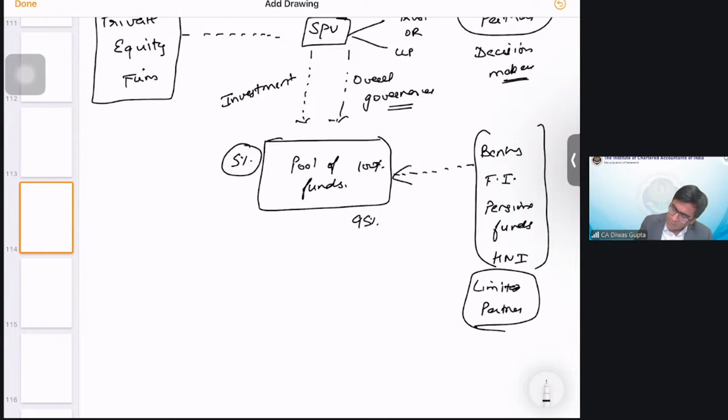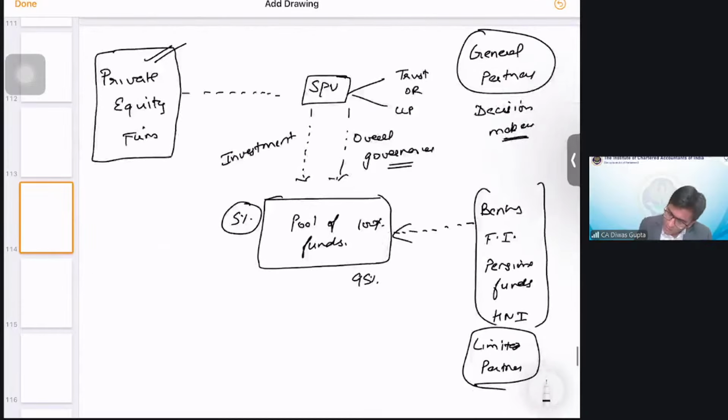Okay, because their liability is limited to the extent of what they have paid, right? So to the extent the unpaid amount is there, their liability is to that amount. Whatever they have paid is the maximum amount of loss that they can incur.